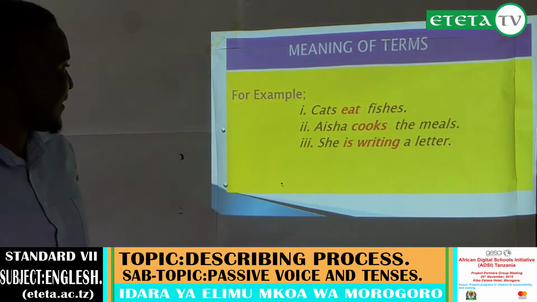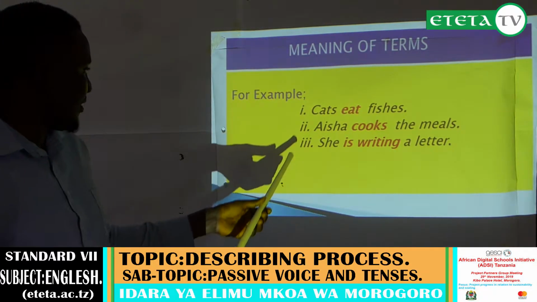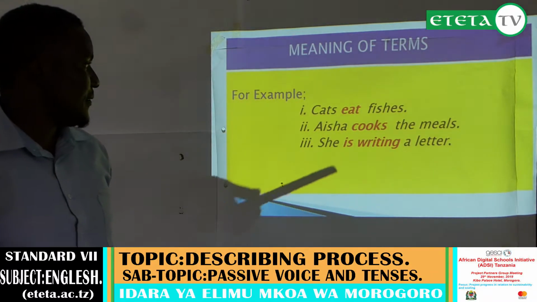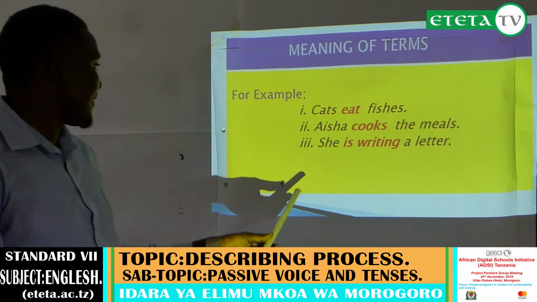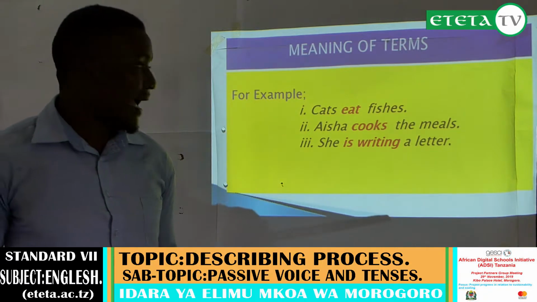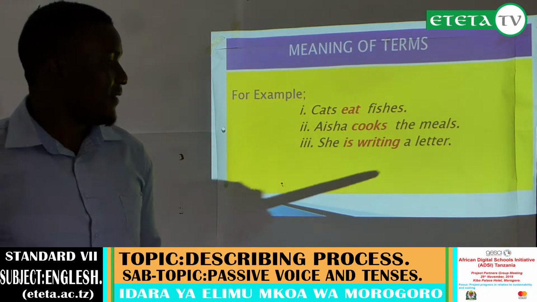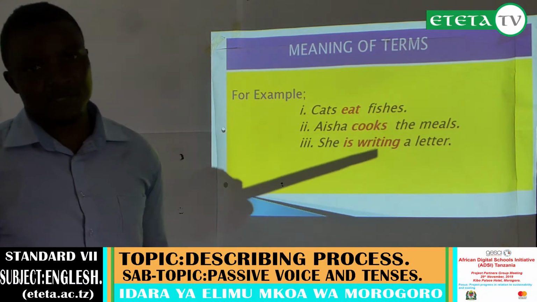Let us see another example of a sentence, which is: Aisha cooks the meals. We have the subject Aisha, and we have the verb cooks. Then the last is the object.